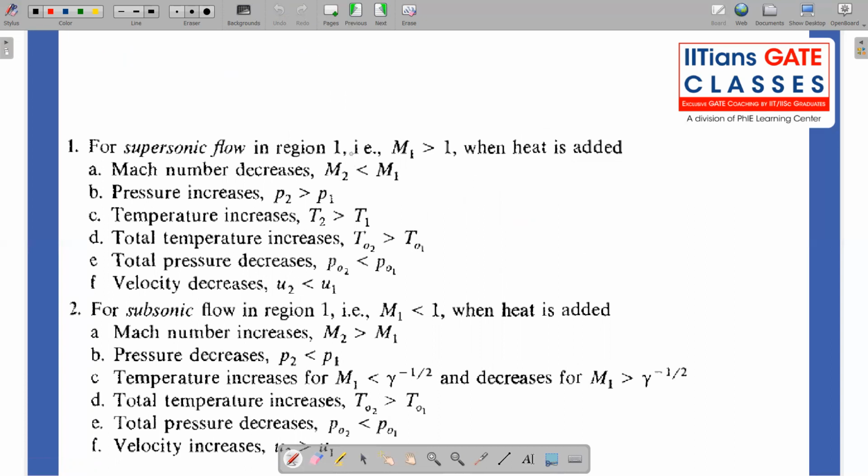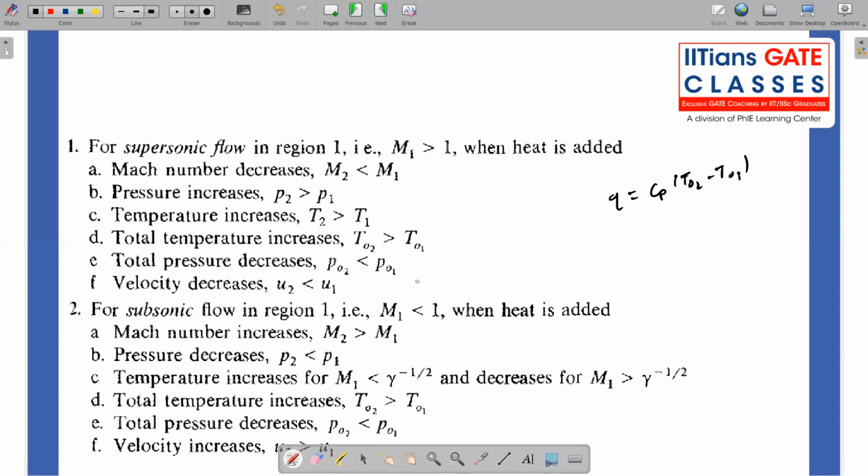So let us see other properties also. We discussed with respect to Mach number alone. Let us see what happens to pressure. The pressure will increase as I add the heat in the supersonic region, and temperature also increases as I add the heat. This we already saw in the diagram. The total temperature increases. This is a well-known fact because Q is equal to Cp times (T02 minus T01). If Q is positive, meaning I am adding heat, that means total temperature is increasing. Just straightforward. Total pressure decreases.